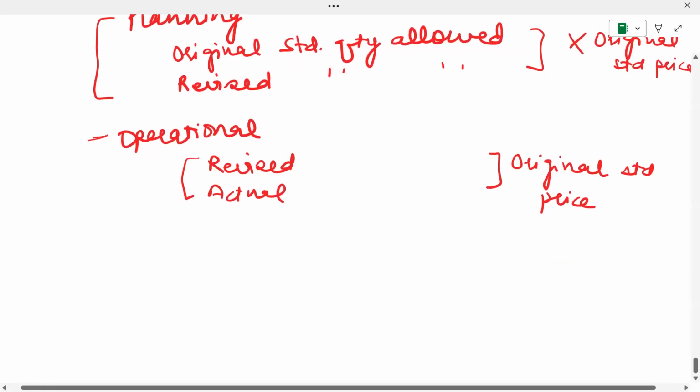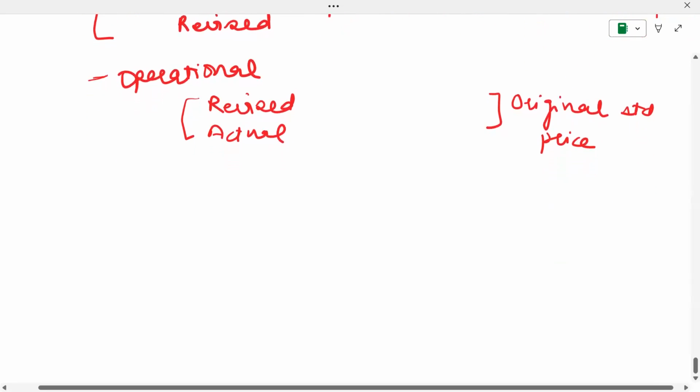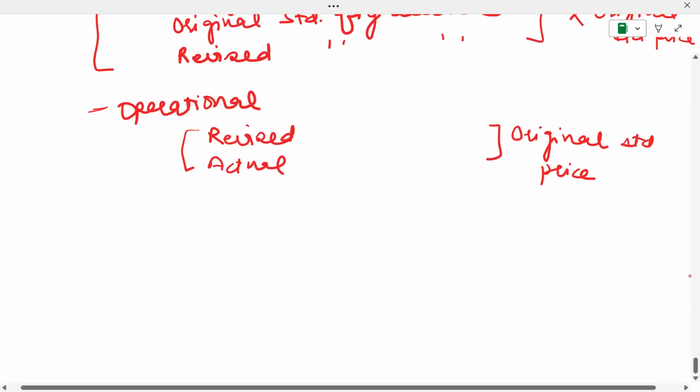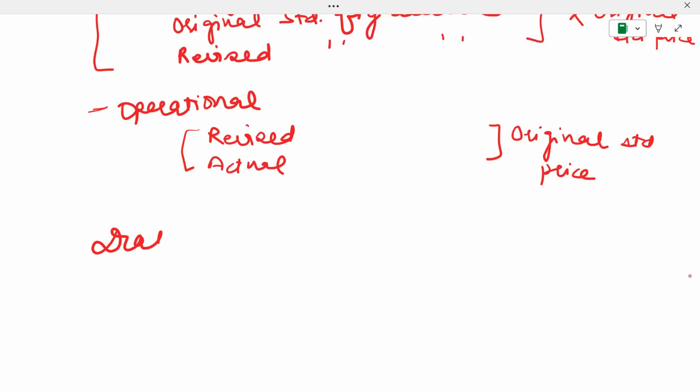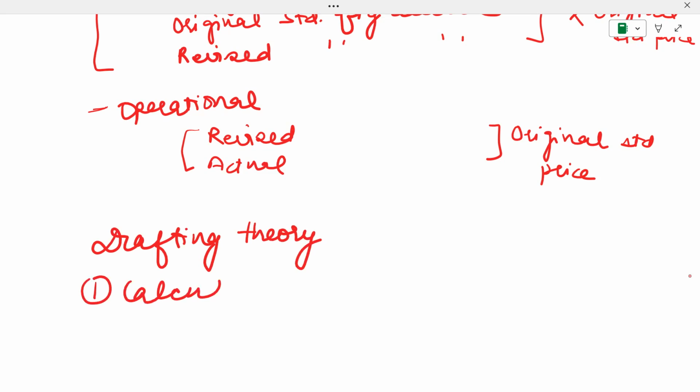Now let's also talk about the fact that, if it comes up in section C, how are you going to draft the theoretical parts? Drafting theory. So what you're going to do is, first of all, you do the calculation, you calculate the variance.